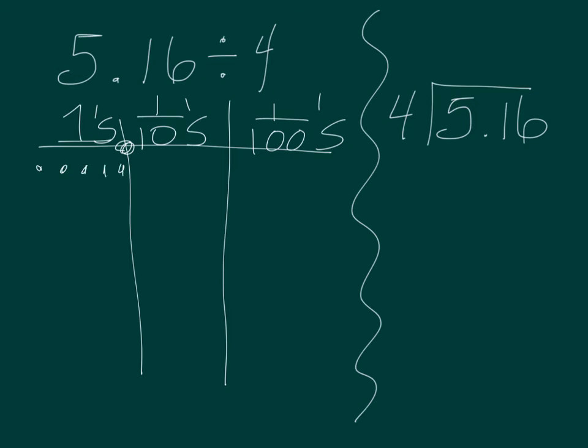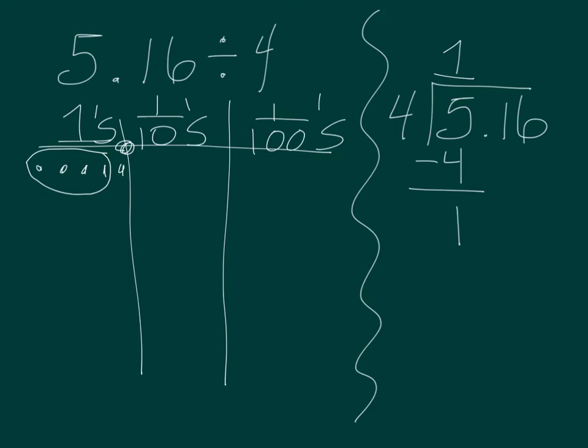How many groups of 4 can I make out of 5 ones? I can only make 1 group. I made 1 group. 1 group of 4 is 4. So that means I'm going to have one left over. Can you see the one left over right there?